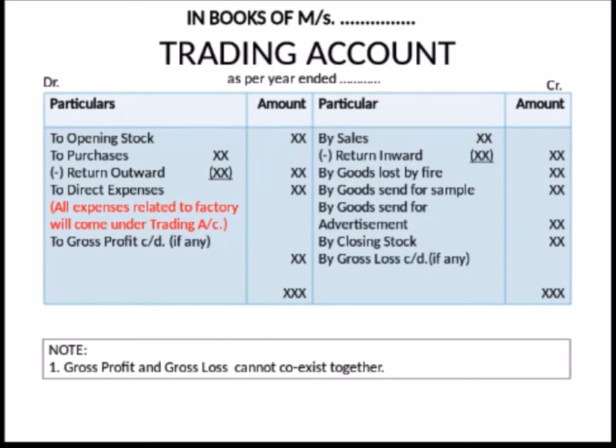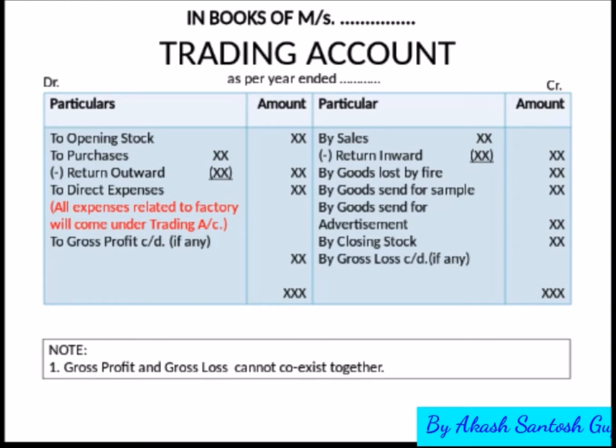Now friends, let us see the specimen of trading account. Here it is compulsory to write "in the books of Messrs", so that we know in whose books we are writing. Then we have to write trading account, and as per the year ended, it is compulsory. It will be 31st March, 31st December, or whichever accounting year the business follows. Here there are two columns: one known as debit record, and a second column known as credit record. In the debit record there are again two columns, particulars and amount. Same in the credit record, particulars and amount.